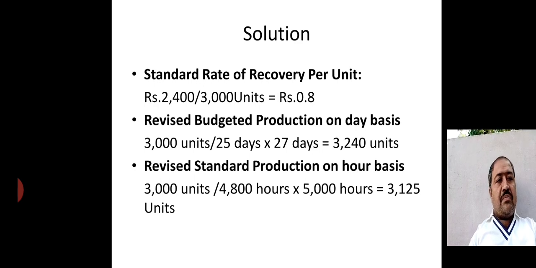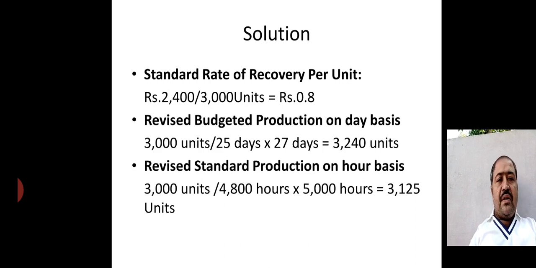Revised production on the basis of day, and also we required revised production on the basis of hours. Okay, as we discussed yesterday, means in the last video. So here revised budgeted production is on the basis of days, and here the number of days are given, that's why calendar variance is possible. So 3240. How is this? For 25 days 3000 units are produced. So from 27 days how many number of units to be produced? That is revised budgeted production.